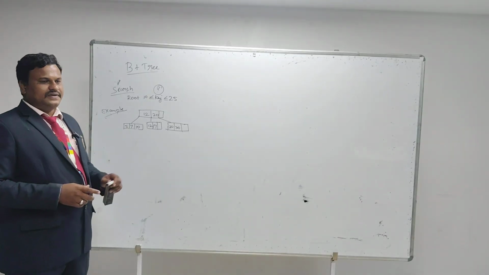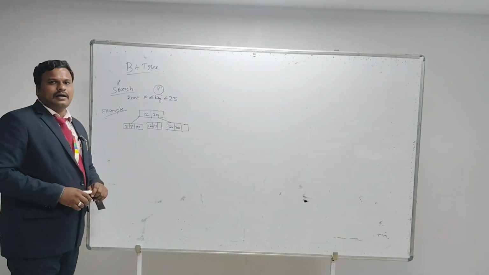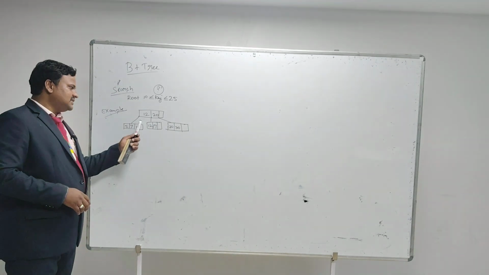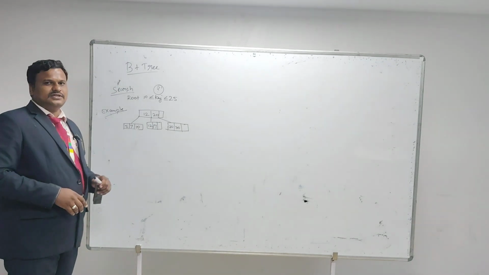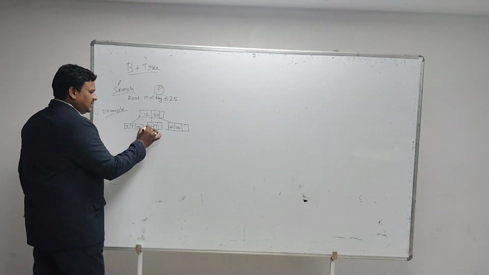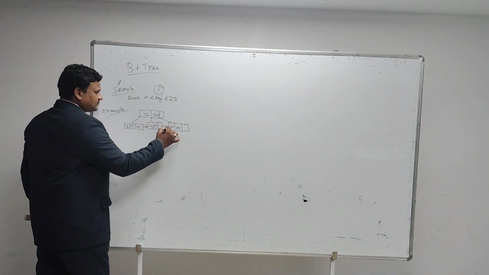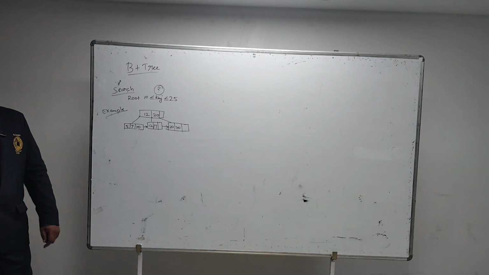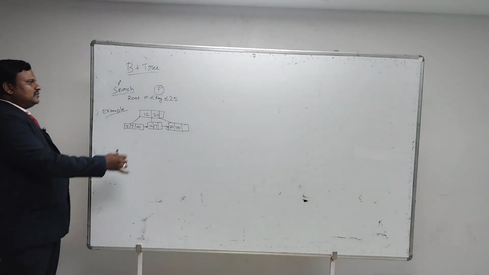Okay, so first we have taken this complete B plus tree. In this complete B plus tree, we have 3 leaf nodes. The 3 leaf nodes are interconnected, that is, linked. Okay, so the leaf nodes are linked. So step 1, we are going to find that. Okay, so what is the key? 10.